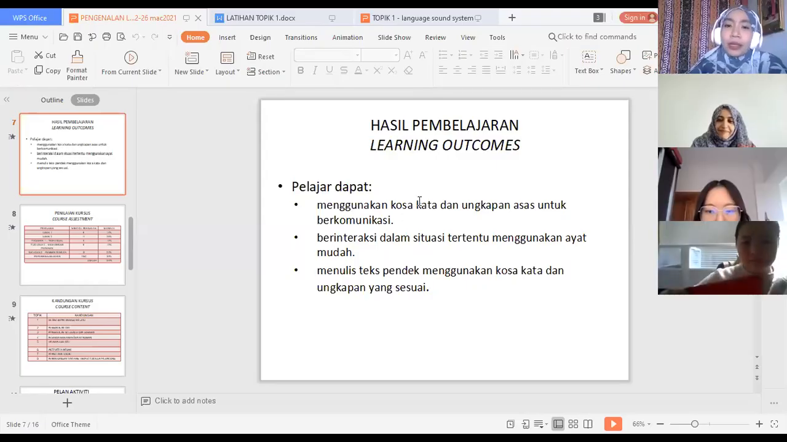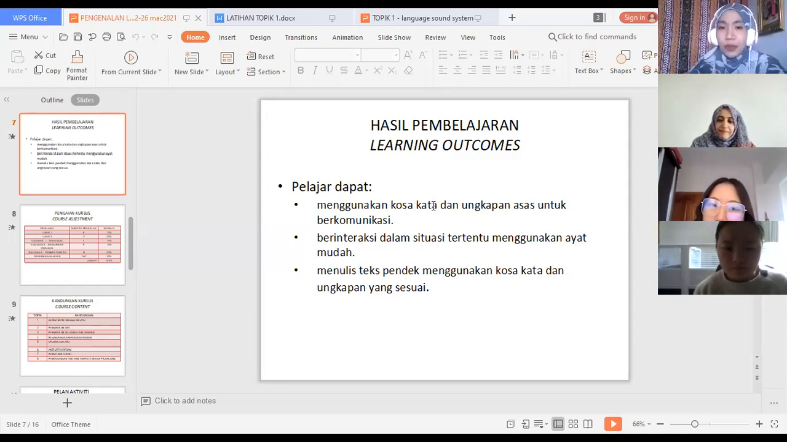Alright. Okay, first, menggunakan kuasa kata. That means you apply the vocabs to communicate with other people. The second one, berinteraksi dalam situasi. Interaction for each situation. Okay, try to use a simple sentence in Bahasa Melayu.